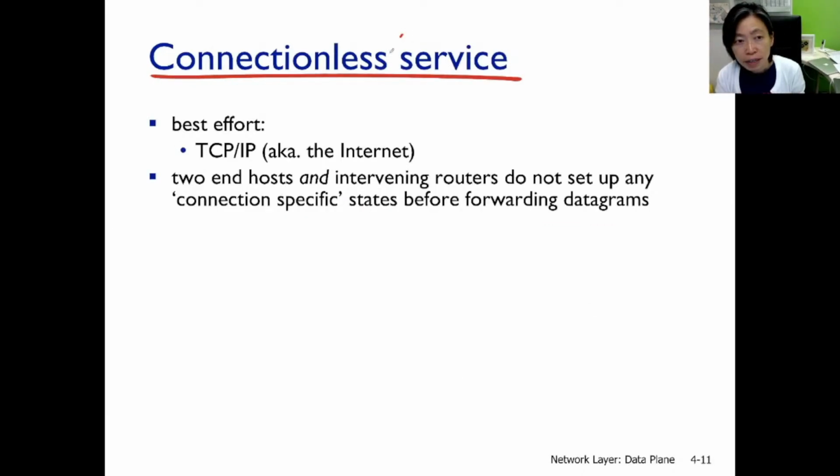First is the connectionless service. What it means is that the end hosts and the routers in the middle do not set up any connection-specific states before data is passed around. So there's no reservation of bandwidth, no reservation of memory space to buffer packets. So you see that there's not going to be any guarantee at all. Exactly. So this connectionless service is also called the best effort model. And this is exactly the model implemented in TCP/IP, the internet.